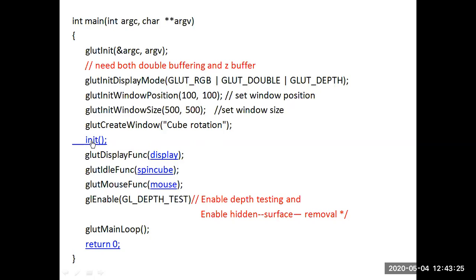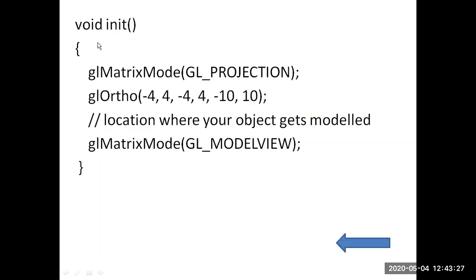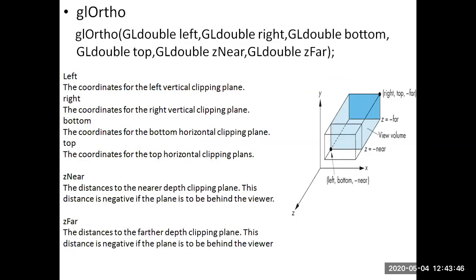We'll call the user defined function init. In the init function, glMatrixMode will set the projection mode by calling the constant GL_PROJECTION. The glOrtho function will set the projection. In this glOrtho function, we can define what is left, right, bottom, top, Z near, and the Z far plane.